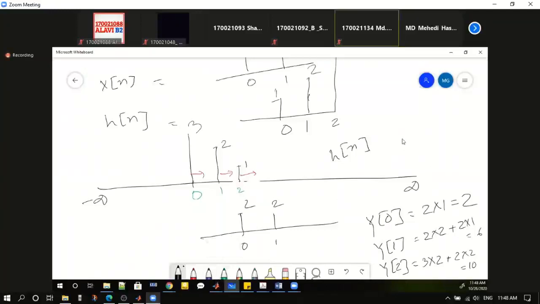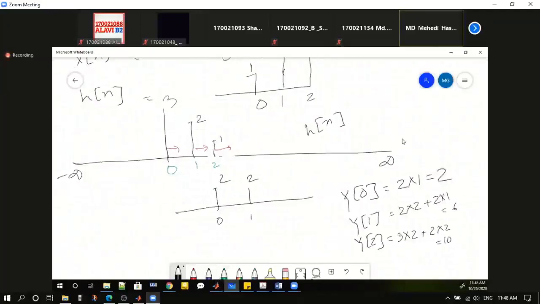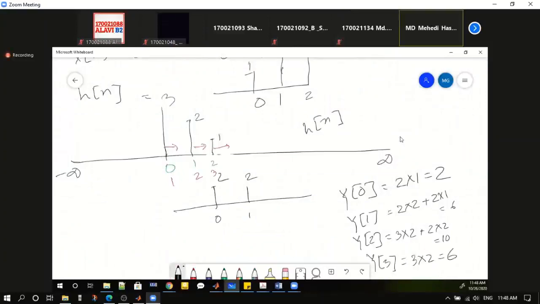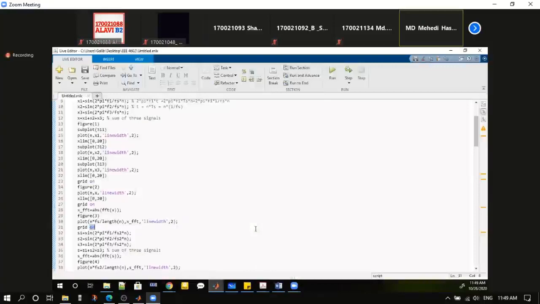Yes, sir. So next, this will again shift, this will become 2, this will become 3. How many overlaps are there? One. This will become 3 into 2. Then it will move again, and the next will be 2, 3, 4. All that will go up to plus infinity. That means there are only 4 overlap positions: y[0], y[1], y[2], and y[3]. Okay, now you will look at the code of the discrete convolution.